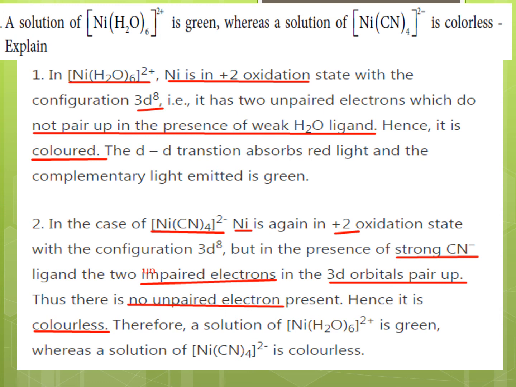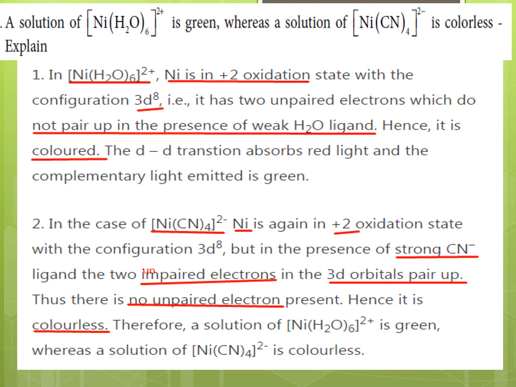But in the case of the tetracyanido nickel 2- complex, the cyanide ligand is a strong ligand, so it pushes the unpaired electrons for pairing, so there will not be any possibility of d-d transition. There is no unpaired electron. Here it is given as paired, which is wrong; I have corrected it, just see that it is unpaired electron. So the 3d orbitals pair up, there is no unpaired electron, so it is colorless. So that is the reason.